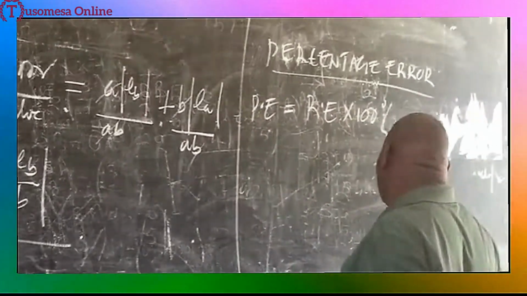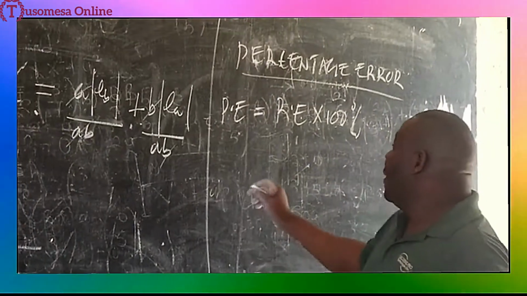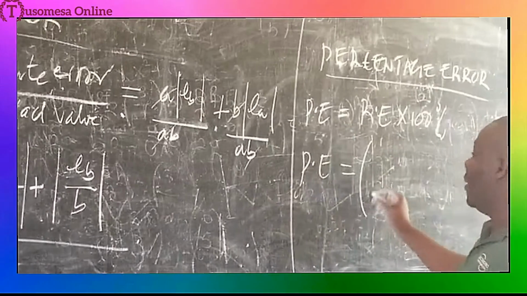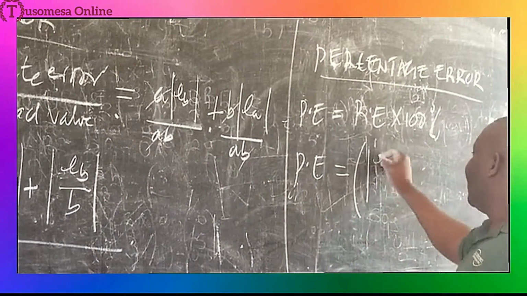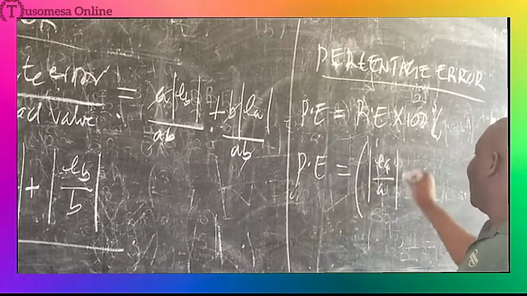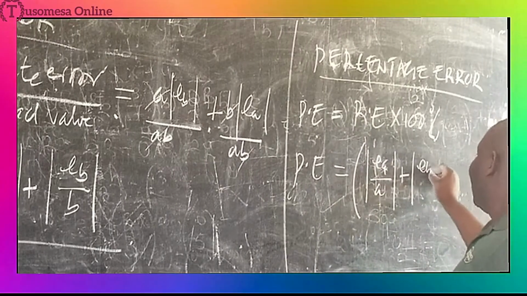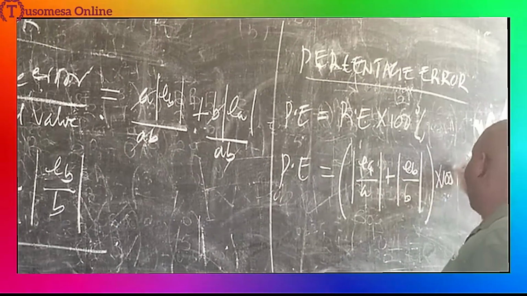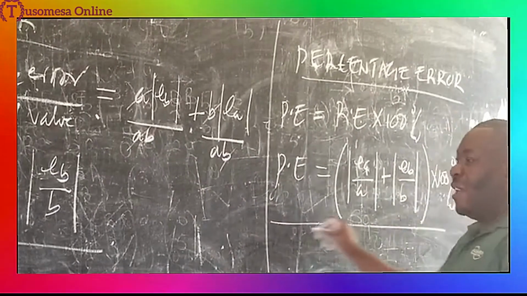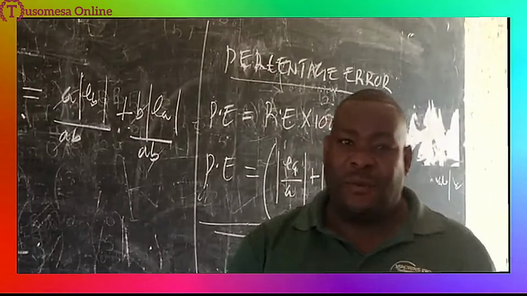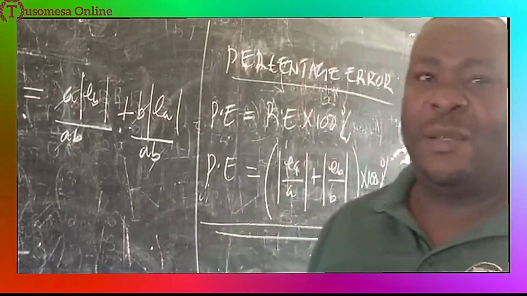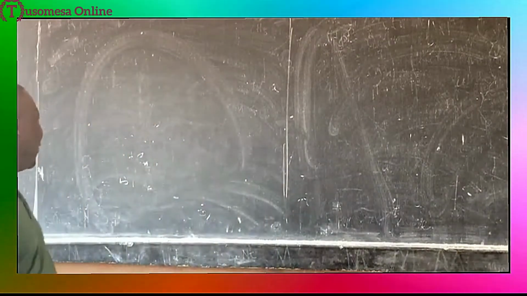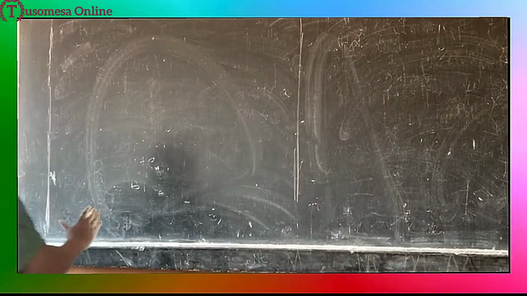So in the product there, if I want the percentage error, we have our relative error, which will be the error in A over A plus the error in B over B. Everything is times 100%. Then you get the percentage error which is committed in the product. We can now look at the propagation of errors in division.